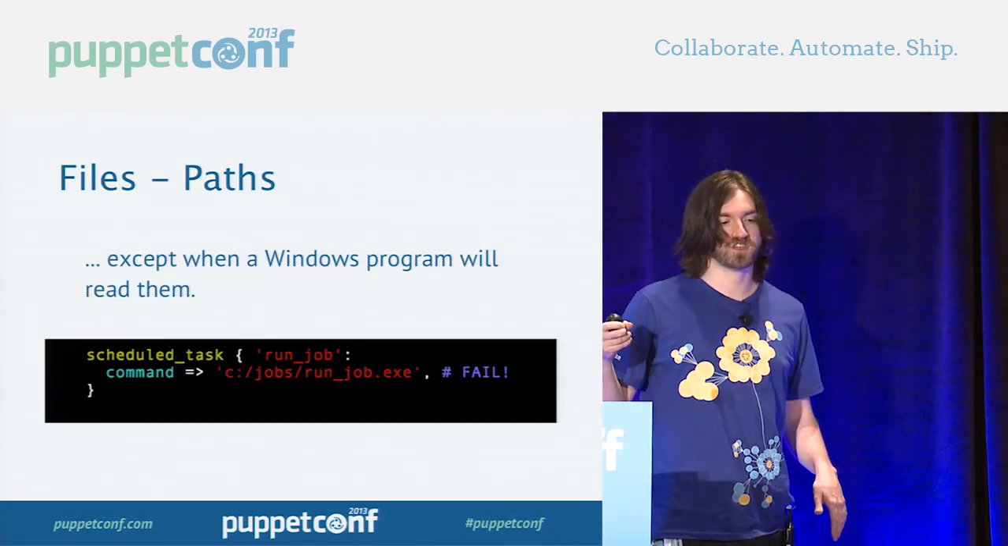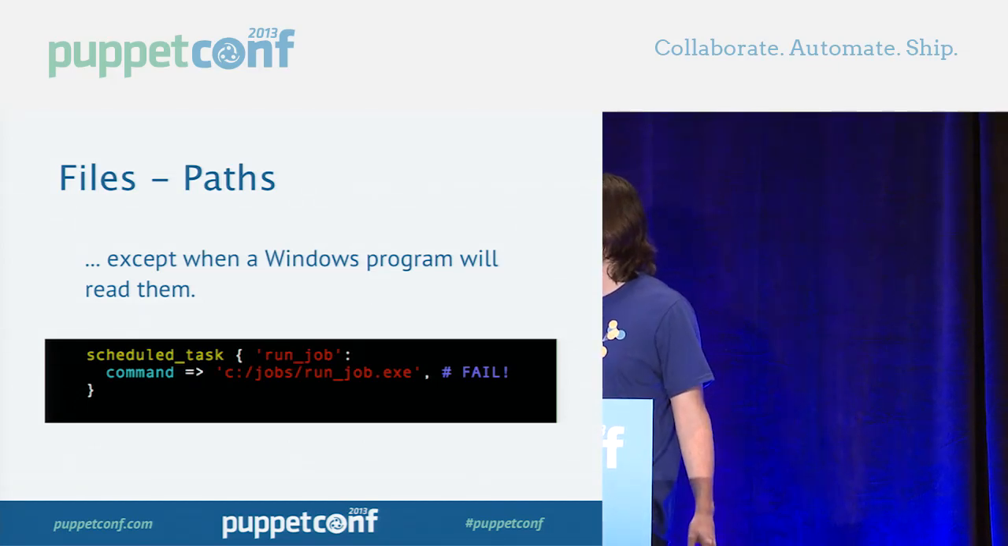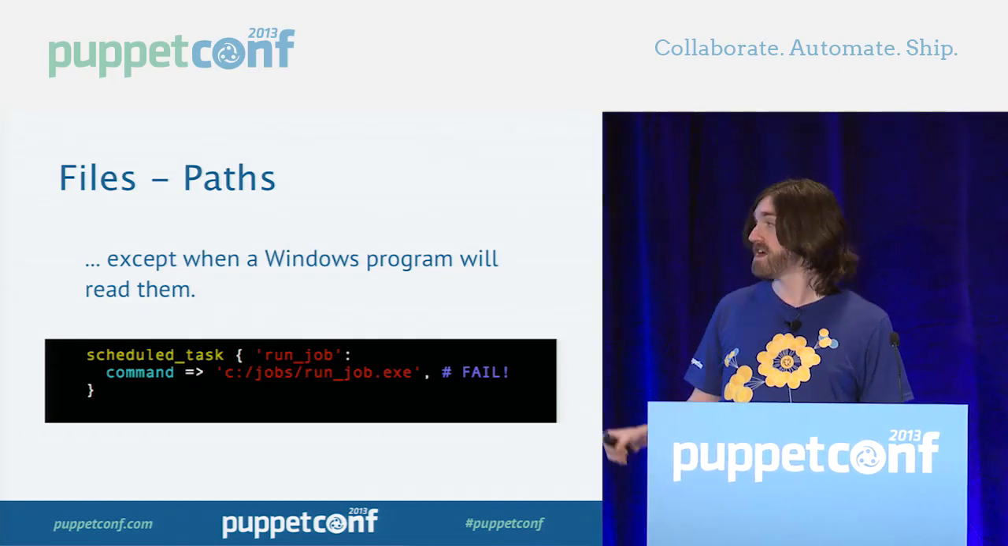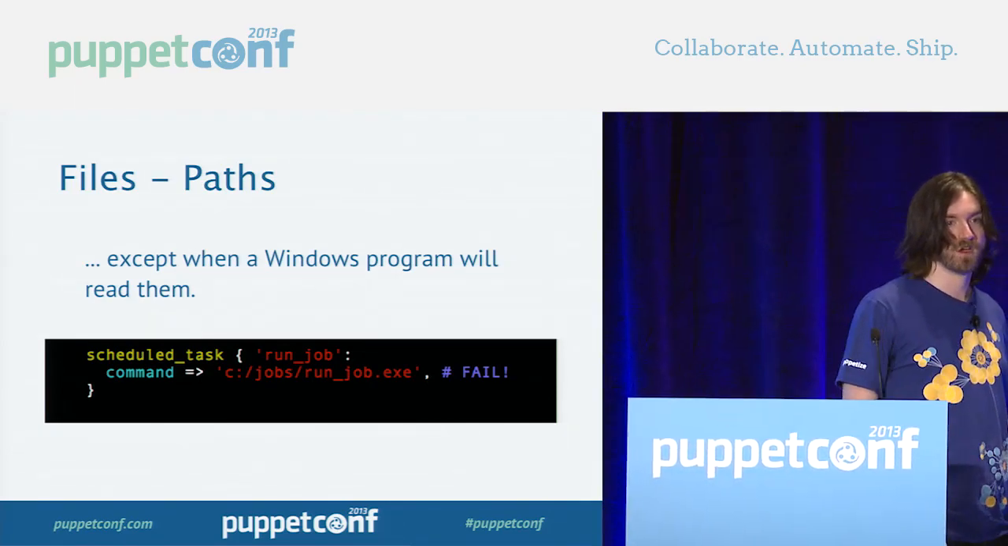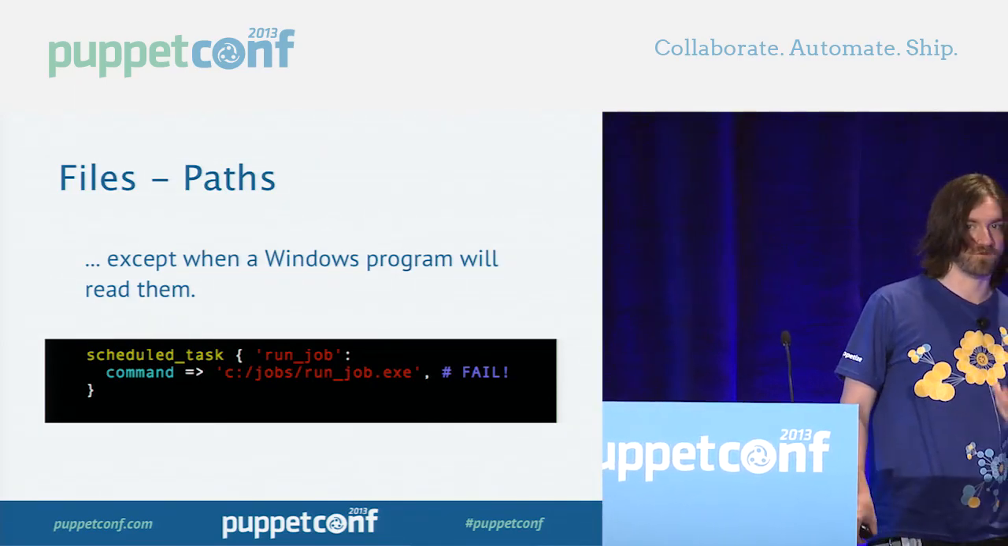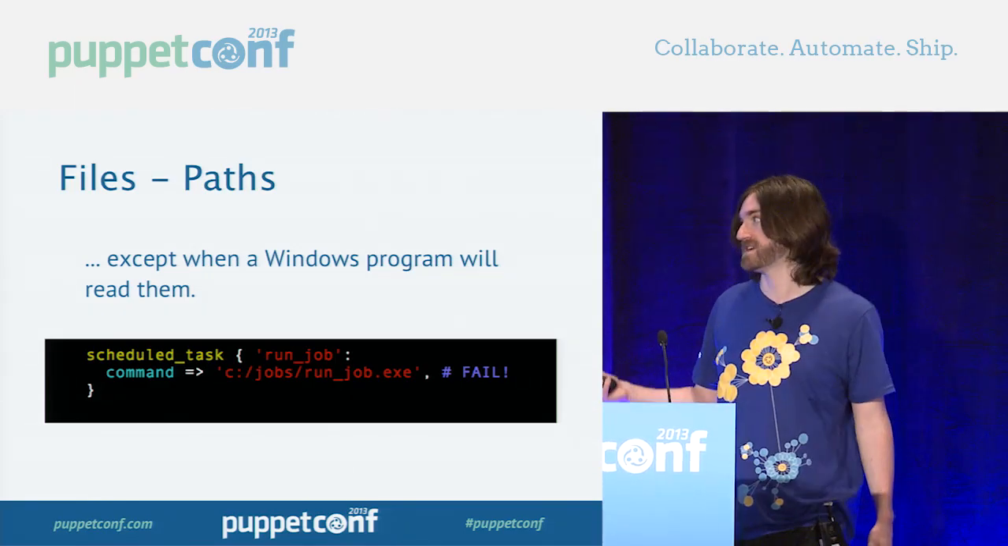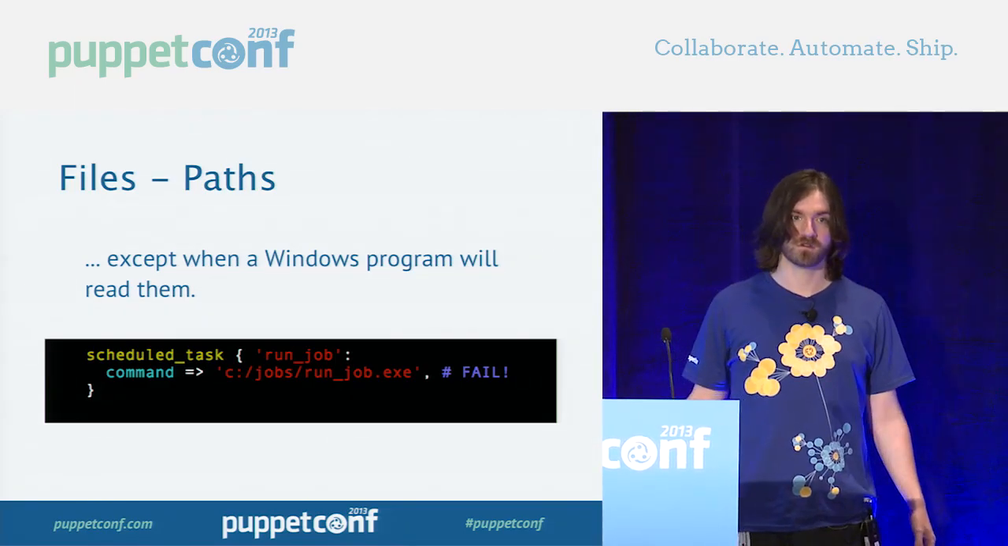Okay? So for instance, here we have a scheduled task that we're setting up to run cjobs runjob.exe. That string right there for the command is what's going to be passed to the scheduled task. Windows will try to execute that program and it will fail, because it won't be able to find that path, because that makes no sense to Windows.